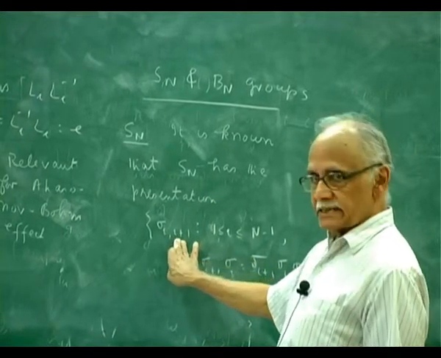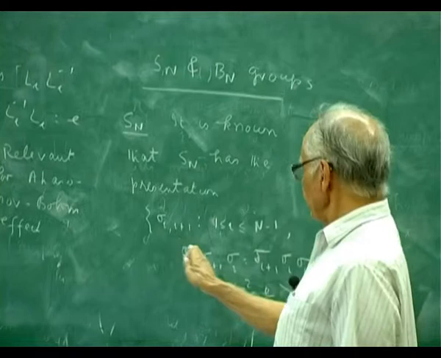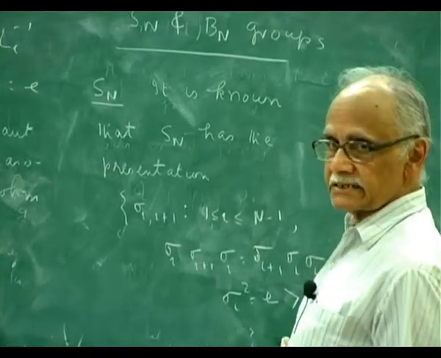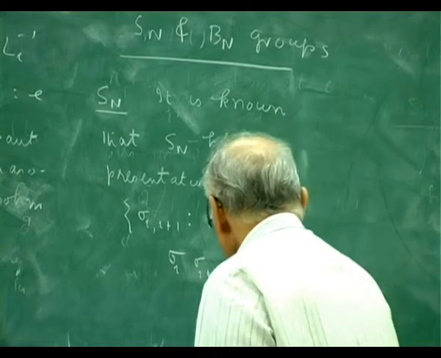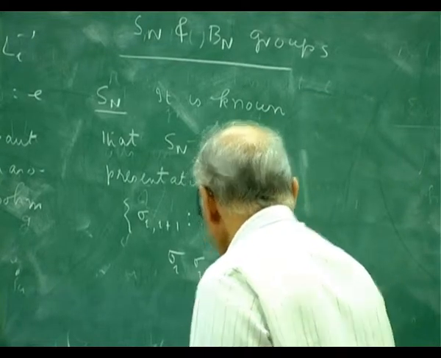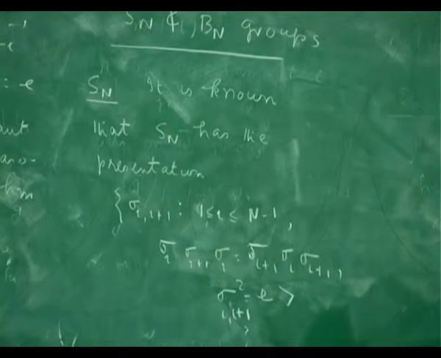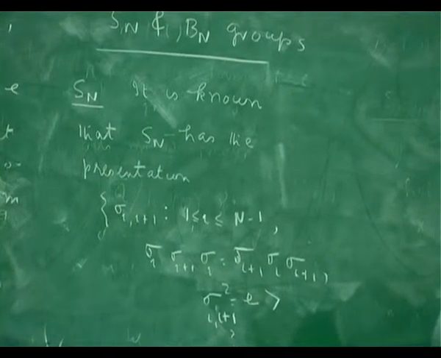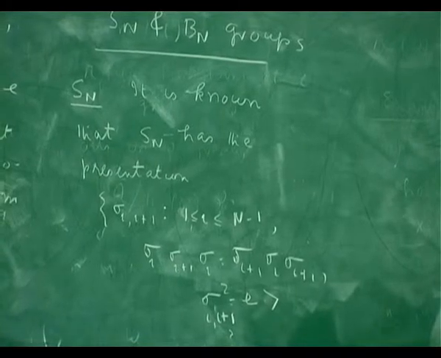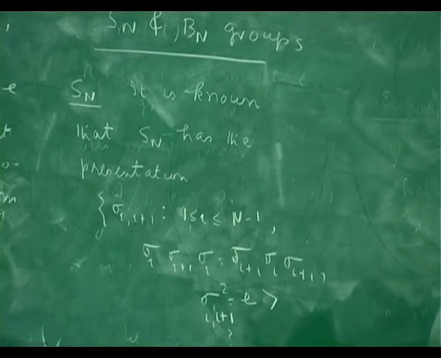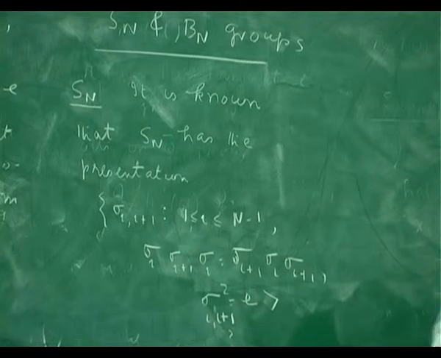So you write all the relations here, but you can simplify them only by using this relation, and that's it. The inverse is sigma i plus 1. These are the only relations you should use. Then you can prove that what you get is the permutation group. Now what do I do? How do I get it?